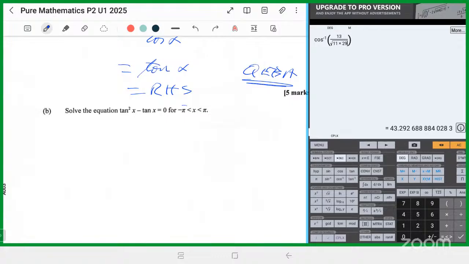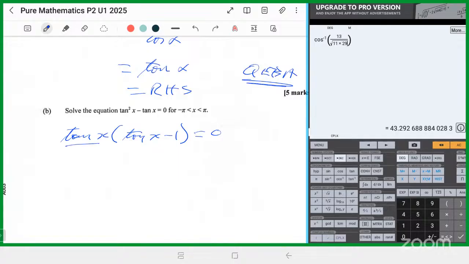And we'll go in a negative range. All right, so to find angles in a negative range, we find angles in a positive range first, and then subtract 2 pi, which are these positive angles. That's just the easy way to do it. All right, so this equation is going to become: factorize the tan x. So it's going to be tan x into tan x minus 1 is equal to 0.